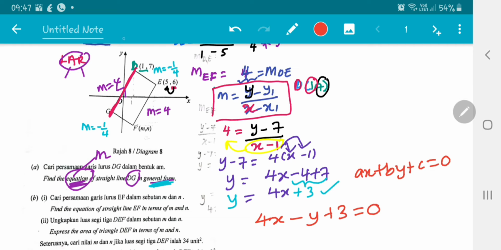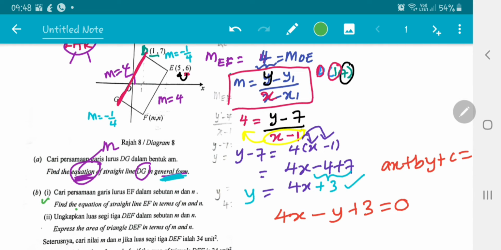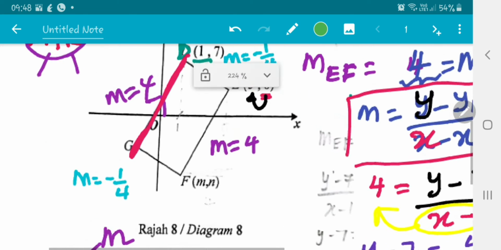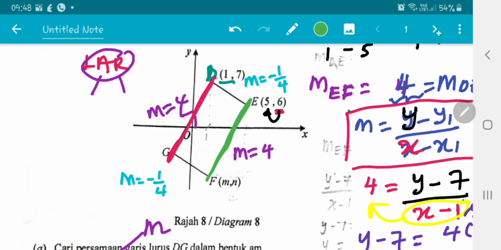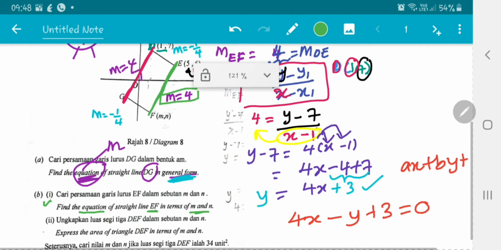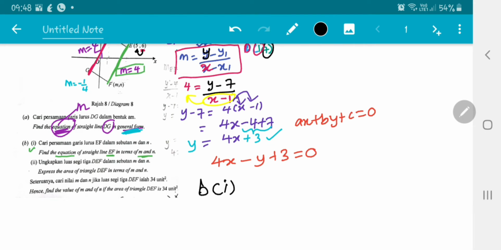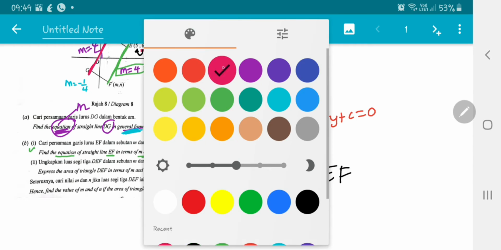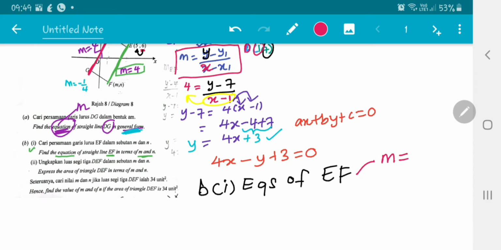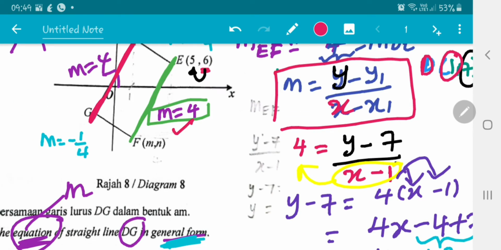Okay, next B. The next part B1. Find the equation of EF in terms of m and n. Where is EF? Here EF. Once again, I said, once the question asks you to find equation, first you need gradient. So gradient kita dah ada. M is 4. Gradient is 4. Okay, equation of EF. Pertama, otak kena set, bila nak cari equation, kena ada apa? Gradient. Gradient dah ada. Kita dah cari, kita dapat 4 tadi.